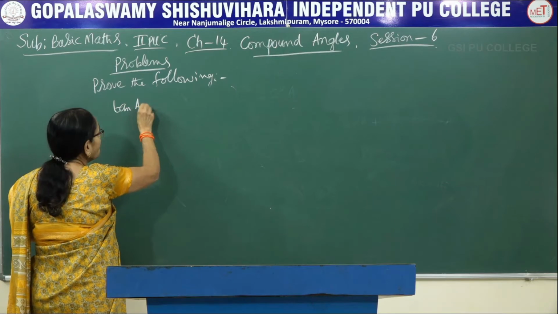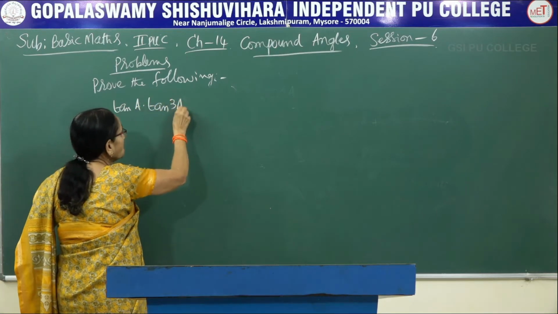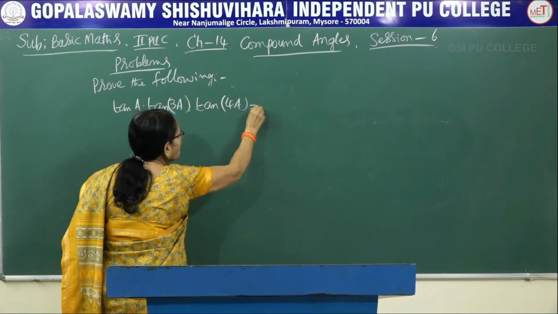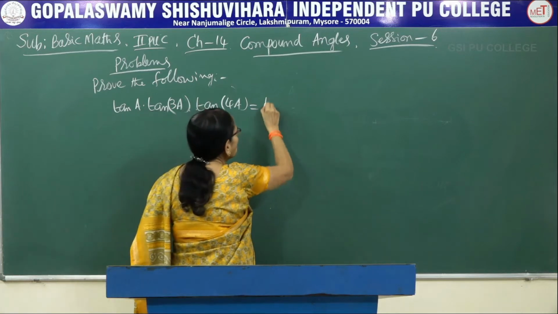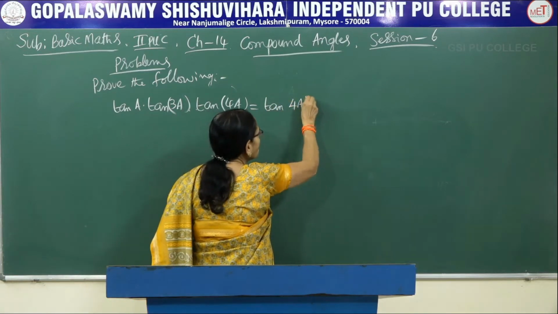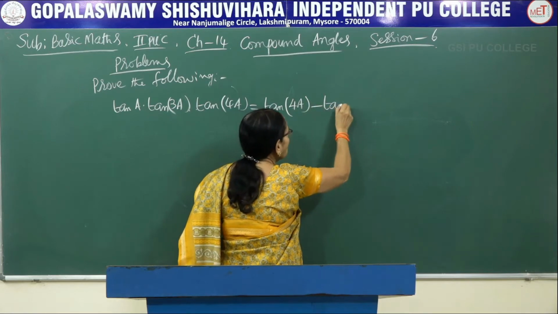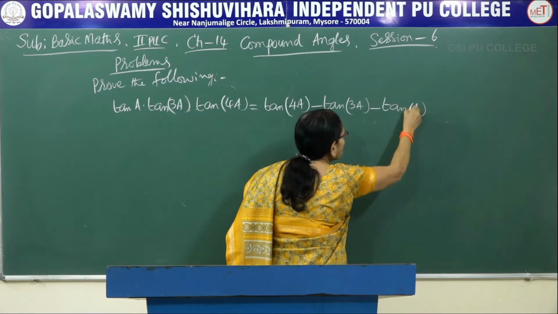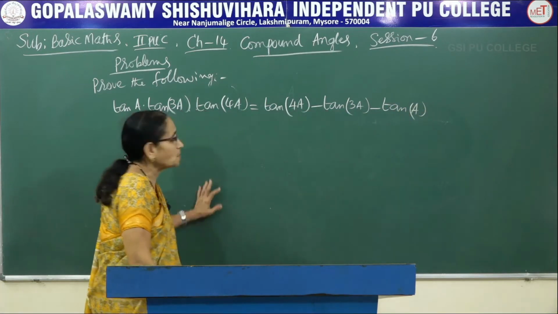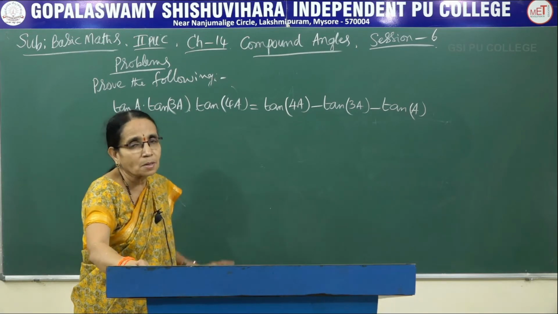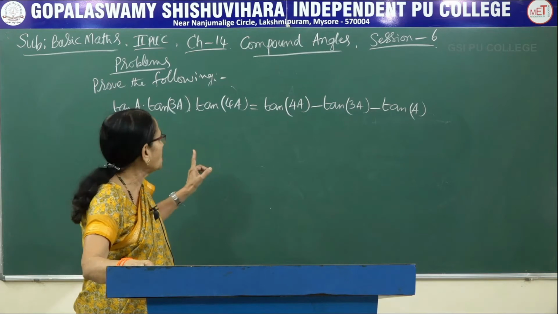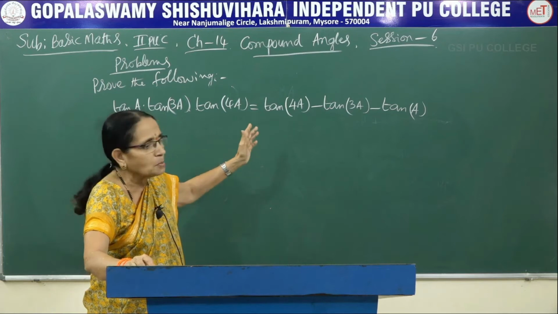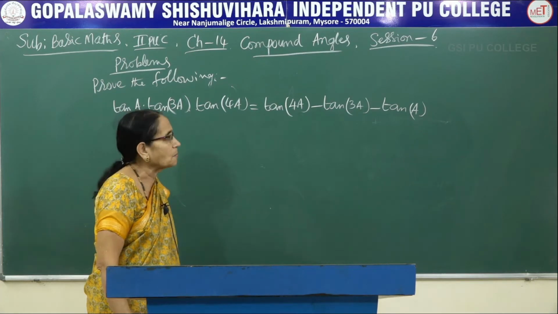Prove that tan A into tan 3A into tan 4A should be equal to tan 4A minus tan 3A minus tan A. So on the left hand side you observe it contains a product of three tan ratios, tan A into tan 3A into tan 4A. The right hand side is a difference: tan 4A minus tan 3A minus tan A.